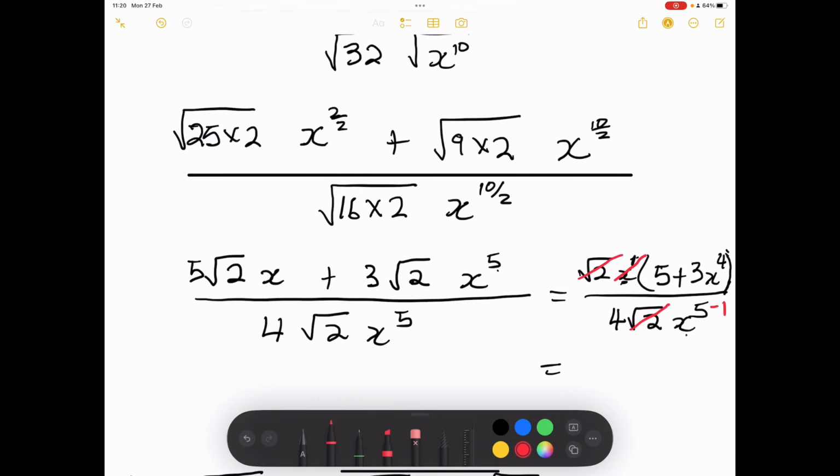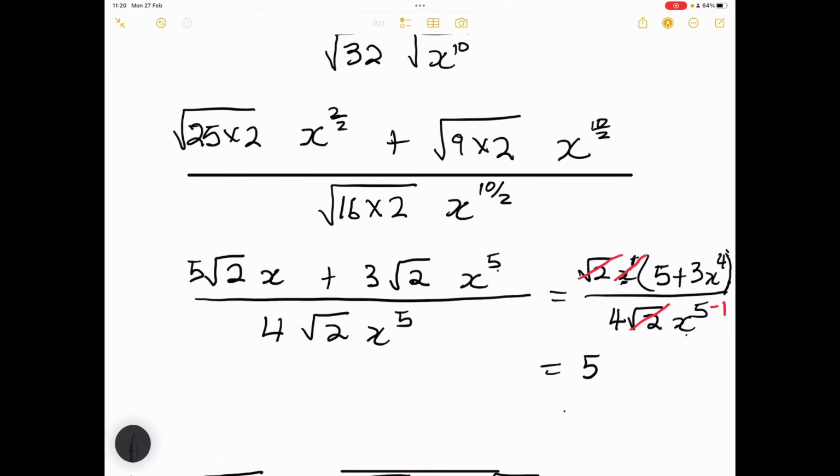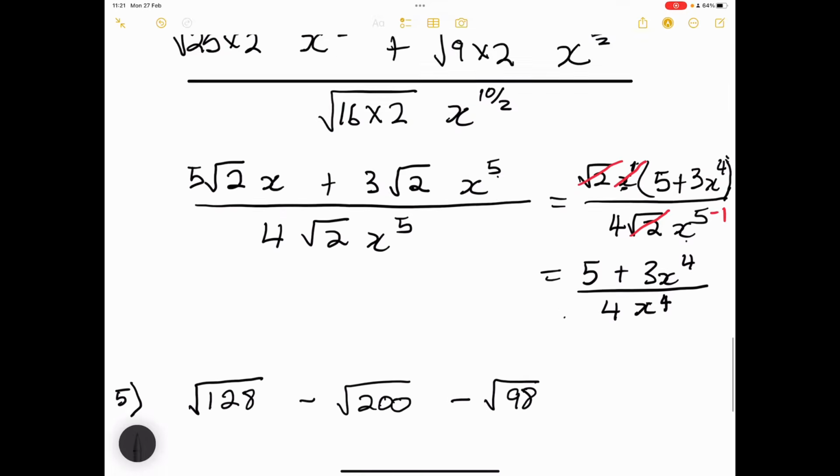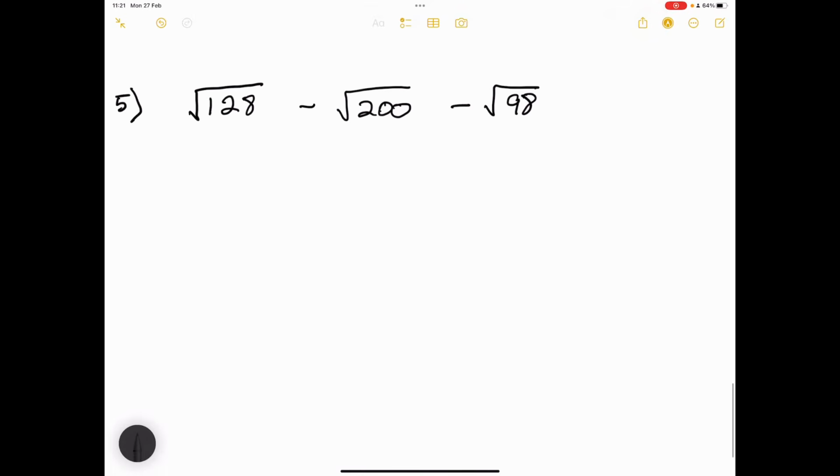And what do I have? In this case, I would be left with 5, okay, let me get this guy out of the way, 5 plus 3 x to the exponent 4 divided by 4. That's 5 minus 1. In this case, the bases are the same. The exponents, we will subtract or add each other. So that's 5 minus 1, that would give us 4. And I will leave it like that in its most simplest form. Right, let's go on to the last one, okay?